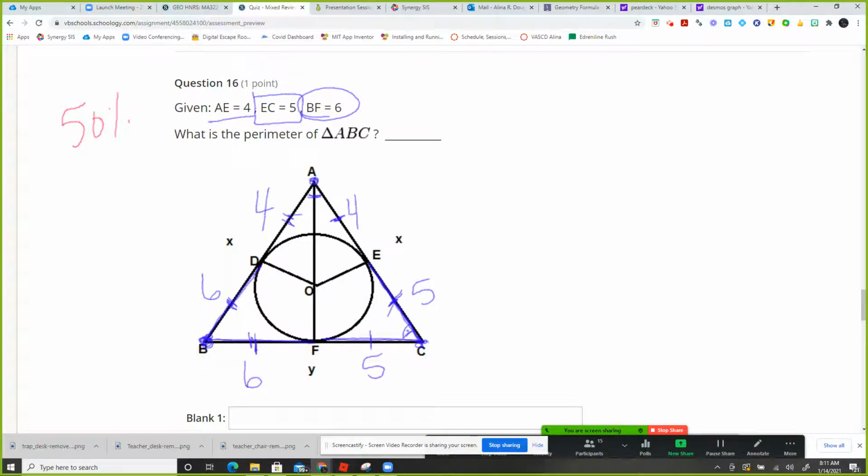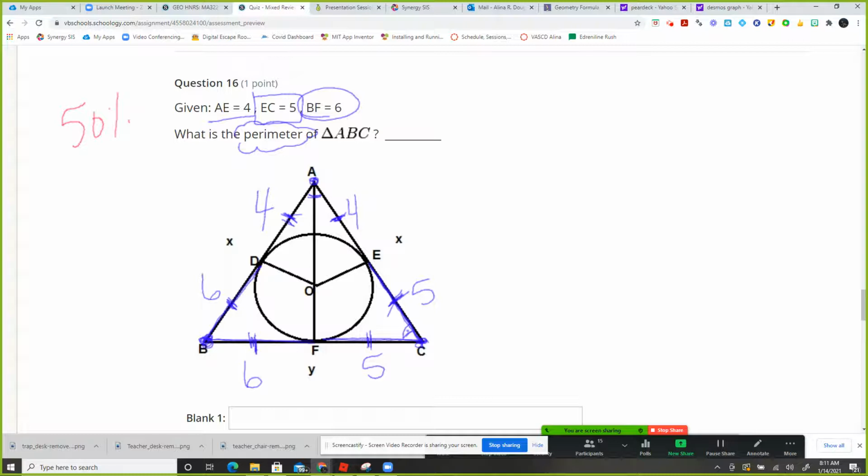So if I have A, I've got 4 on the left and 4 on the right. And if I've got C, I've got 5 on the left and 5 on the right. If I've got B, I've got 6 on the left and 6 on the right. So those are kind of your ice cream cones that go on. And then I want the perimeter. How do I find the perimeter?